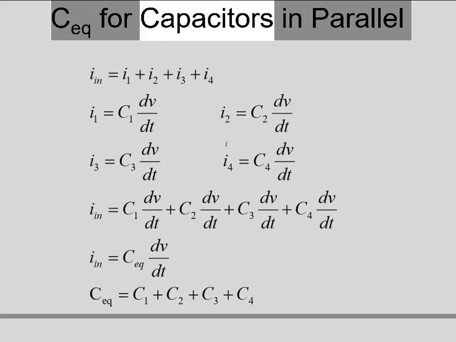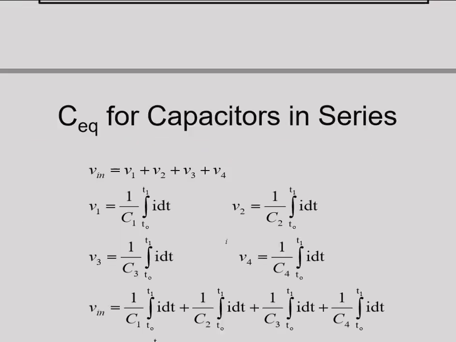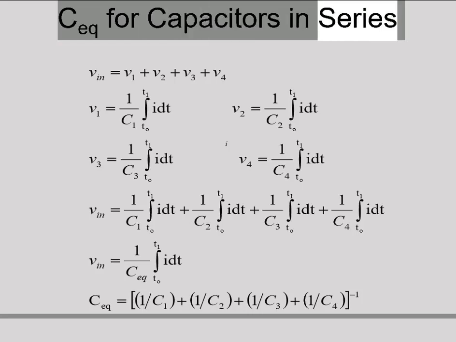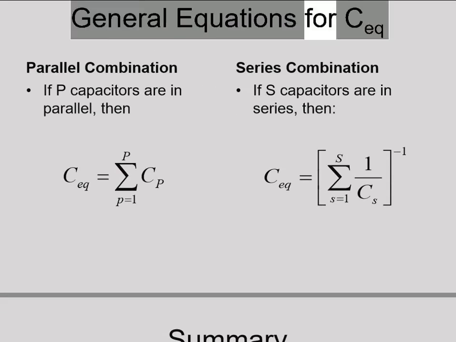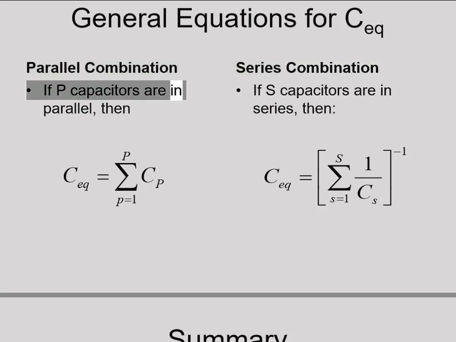Capacitors in parallel: C equivalent for capacitors in parallel. Capacitors in series: C equivalent for capacitors in series. General equations for C equivalent: parallel combination, series combination. If P capacitors are in parallel, then this holds; if S capacitors are in series, then this holds.